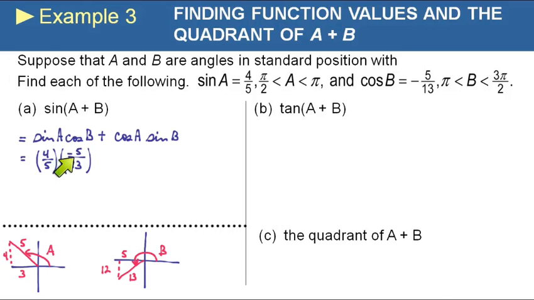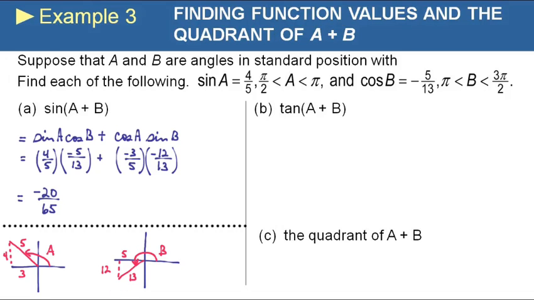Cosine B is equal to negative 5 over 13. Remember, it would be negative because cosine in the third quadrant is negative. Alright, then cosine of A would be negative 3 over 5. And sine of B would be negative 12 over 13.